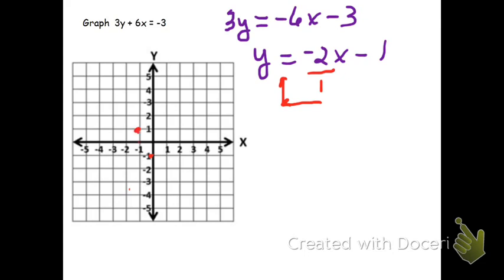So there I have 2 points. Now I can draw my line through those points, and we have something like this. Notice since the slope was negative, it slants up to the left.